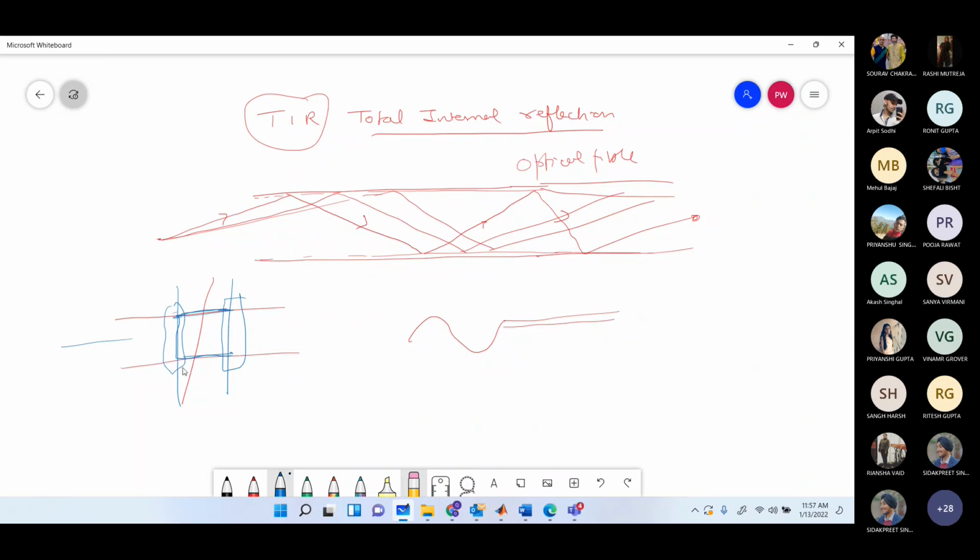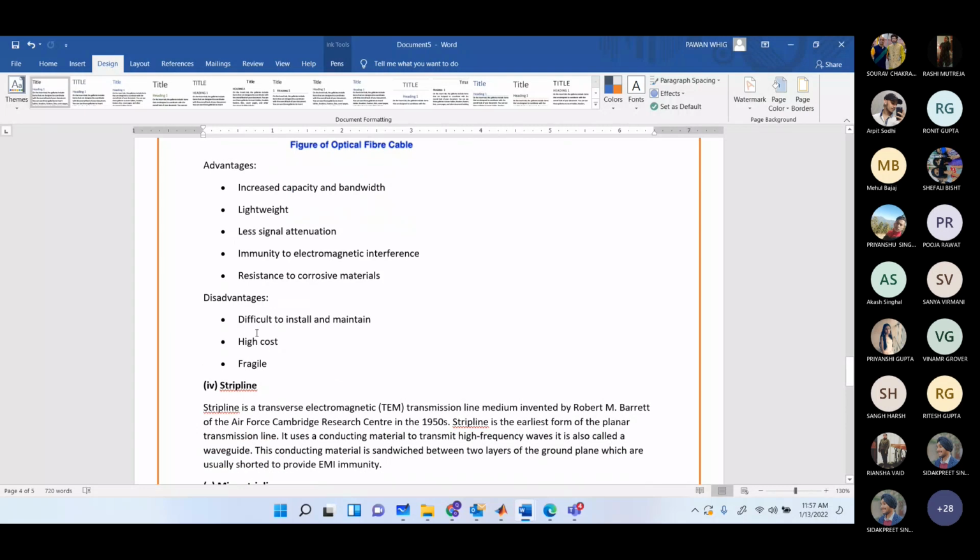It can be done only by using splicers. So this is also something you have to understand. So this is a disadvantage.